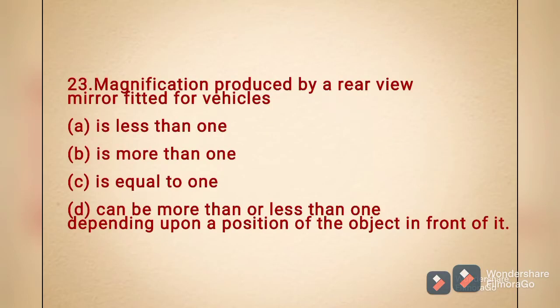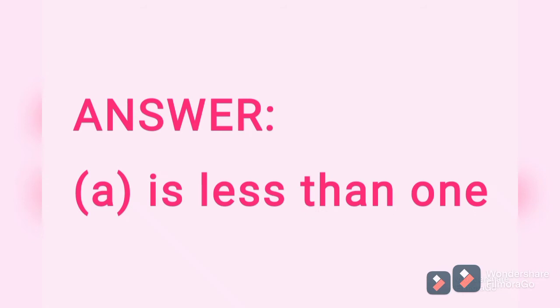23rd question. Magnification produced by a rear view mirror fitted in vehicles: option A, is less than 1. Option B, is more than 1. Option C, is equal to 1. Option D, can be more than or less than 1 depending upon the position of the object in front of it. And the answer is option A, is less than 1.